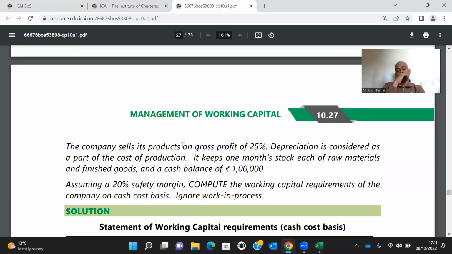The company sells its product on gross profit of 25%. Depreciation is considered as a part of cost of production. It keeps 1 month stock each of raw materials and finished goods and a cash balance of 1 lakh. Assuming a 20% safety margin, compute the working capital requirements of the company on cash cost basis. Ignore work in progress. Very good. For the time being, ignore this sentence. That is not useful in the question. At the end of the problem, I'll tell you what to do with this.